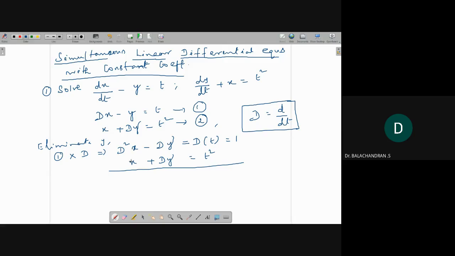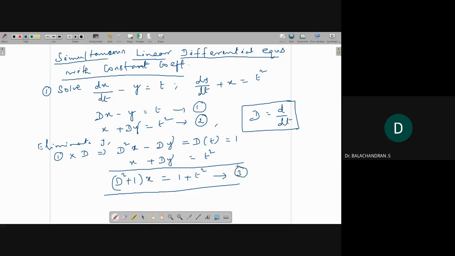Okay, now if you add, Dy gets cancelled. Here I have D square x plus x. So take x as common. D square plus 1 into x equal to 1 plus t square. I call this equation 3.